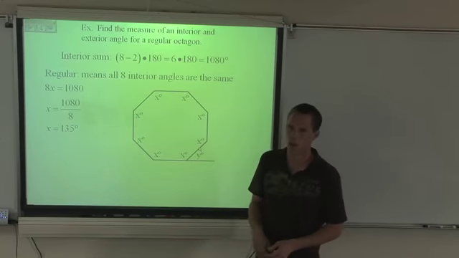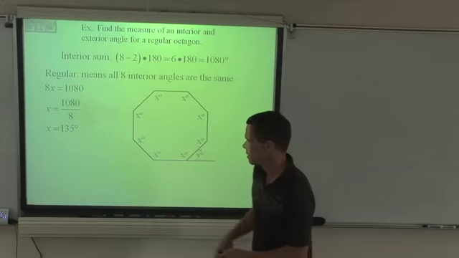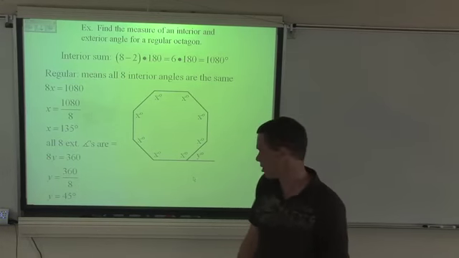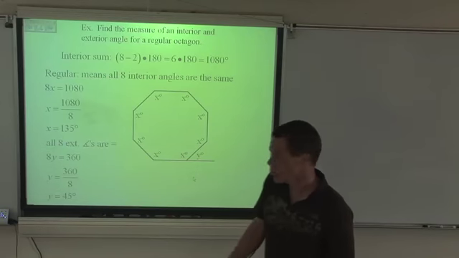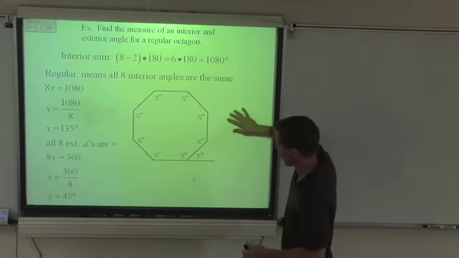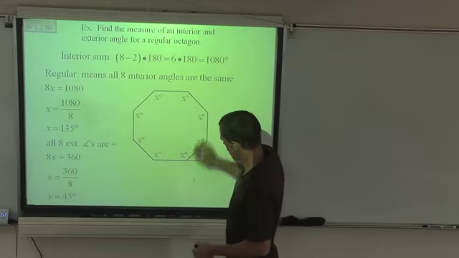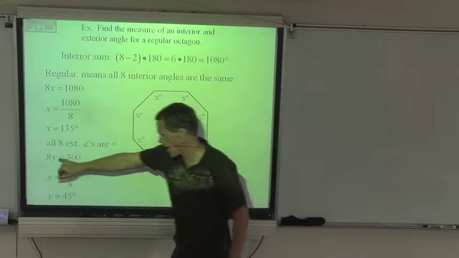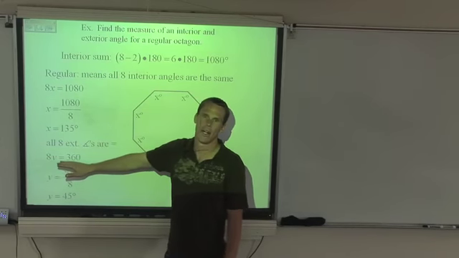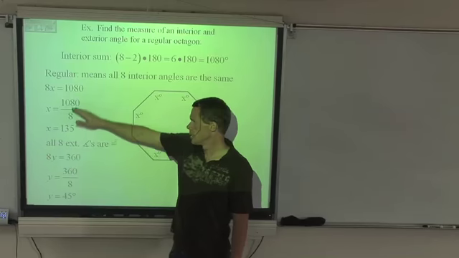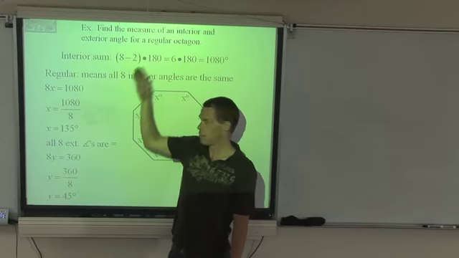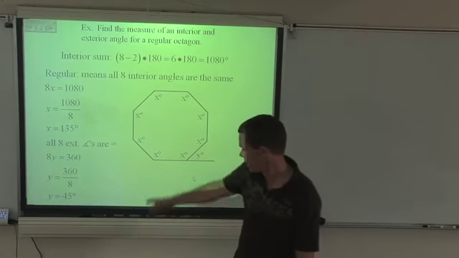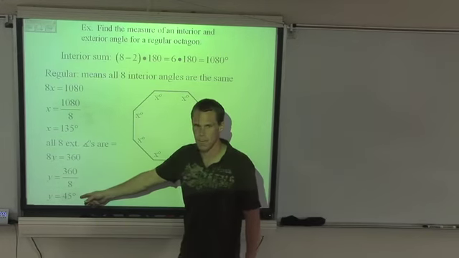Rather, I would like to find y without x. Well, all 8 exterior angles are also equal to each other. So, here's a y, here's another y, here's a y, here's a y. There is one exterior angle at every single point. So there are 8 exterior angles, and they always equal 360. This was 1080, but the exteriors are always 360. Exteriors are actually easier. Divide by 8, we get 45.